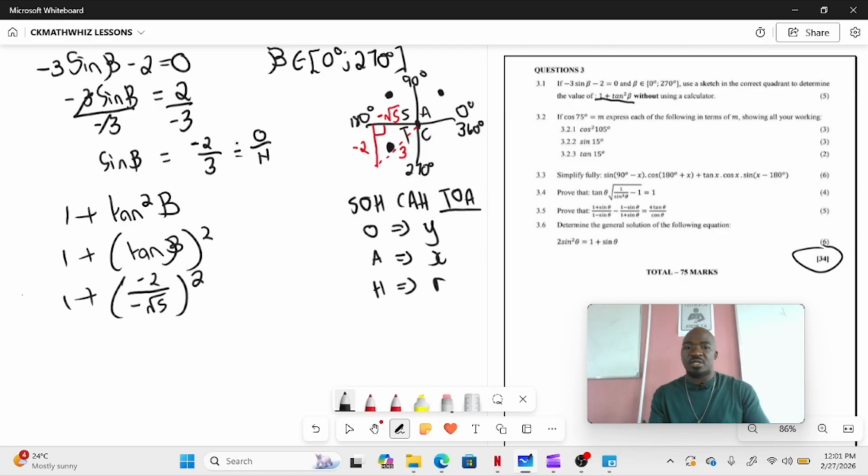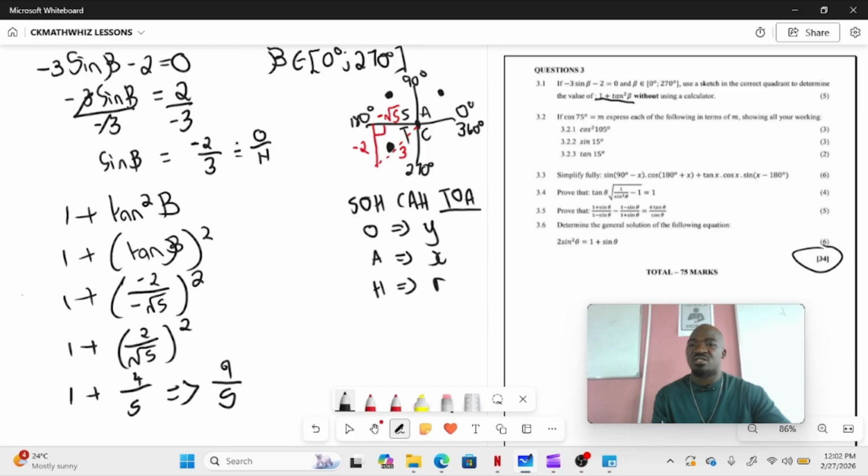squared. Let me prepare to calculate here. Okay, it's 1 plus, these already cancel each other. We don't even have to use the calculator. This is very simple: 1 plus 4 over 5, which is equal to 9 over 5, because 5 divided by 5 is 1. It's 9 over 5. It's very basic. So you can simply see that we got our 5 marks here. Then let's move on.